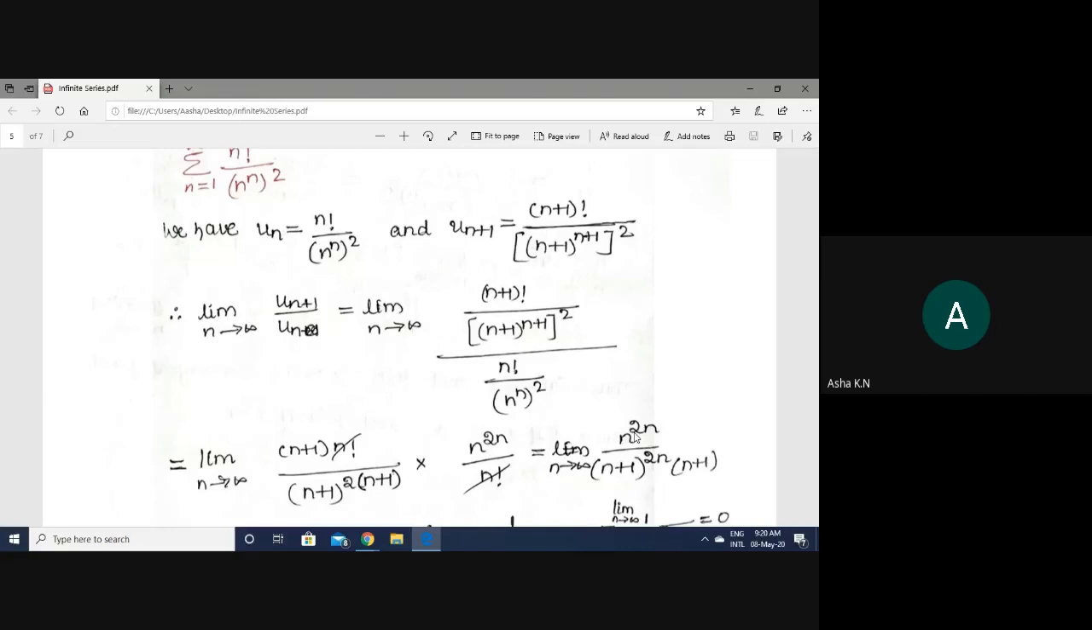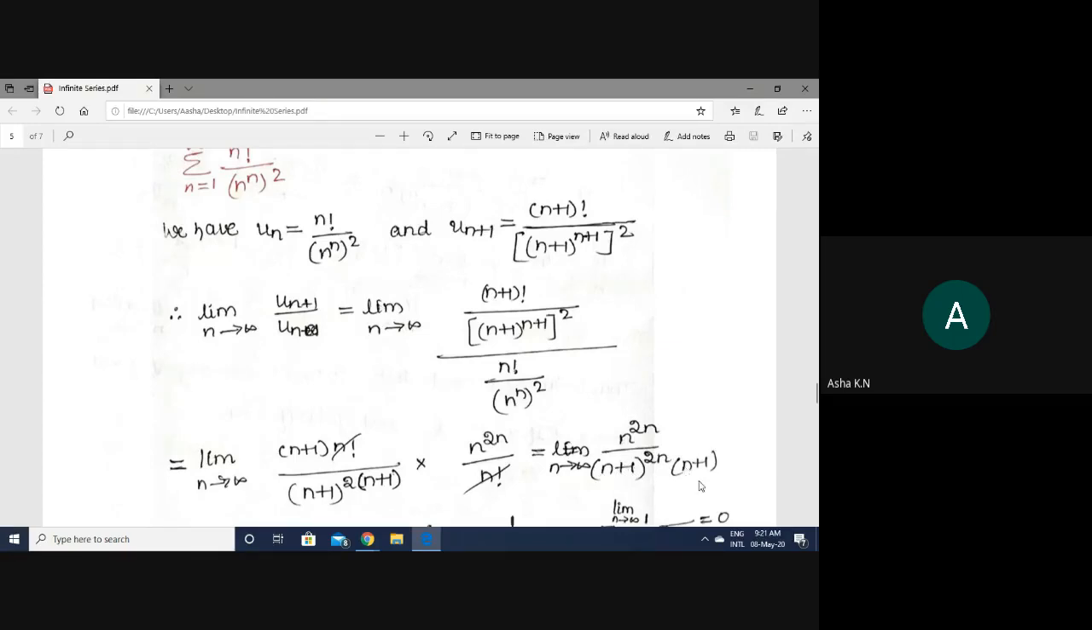I will go to the next step, but in the next step I have done it some other way. I am feeling now that this is easy, that's why I am explaining. N power 2n will get cancelled. Now what happens? 1 by n, as n tends to infinity, 1 by infinity is 0. So 1 plus 0 is 1.